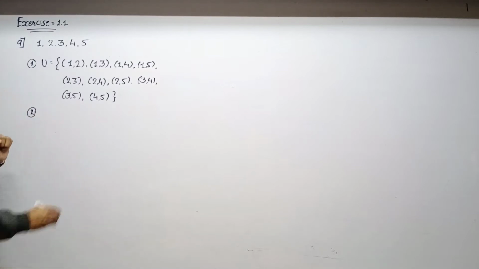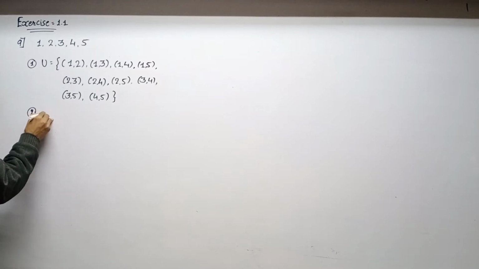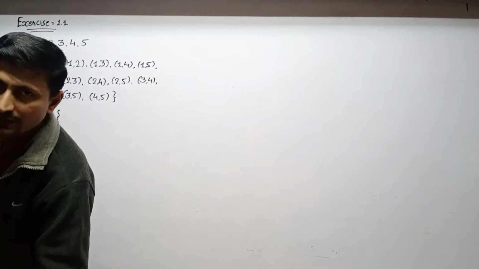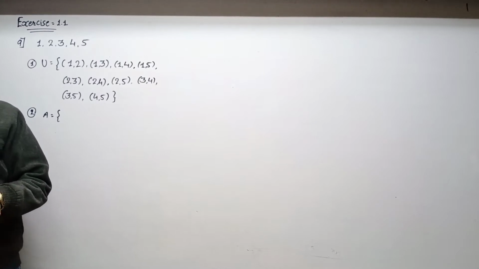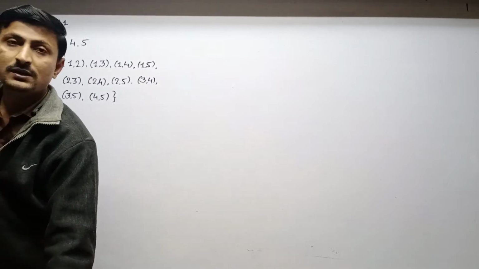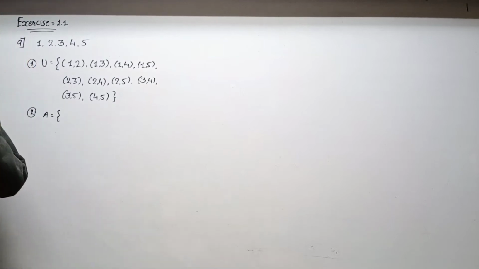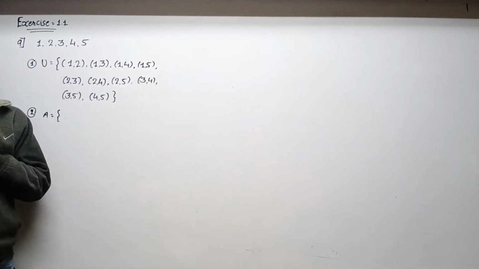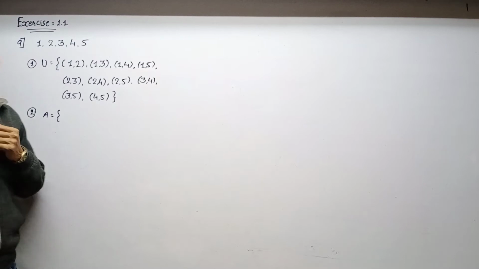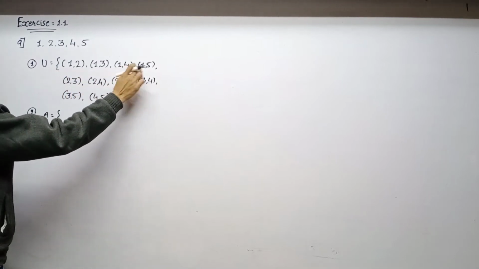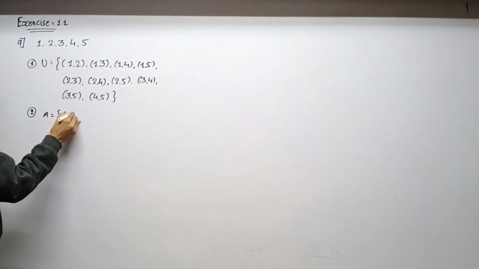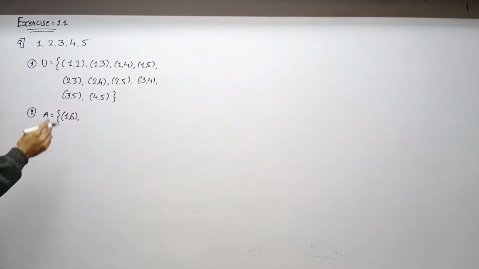Find A, it means event A. A is equal to, in curly brackets, what was given in the question: the sum of two selected numbers is at least 6, minimum 6, and if it is more than 6 it will also work. Check: (1, 2), (1, 3), (1, 4) do not work, (1, 5) makes a total of 6. At least 6.